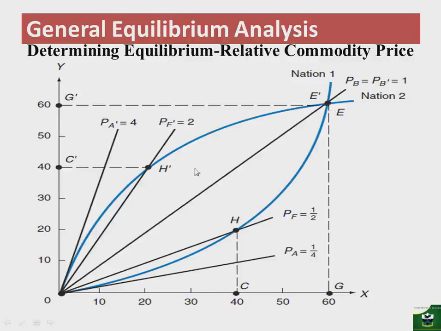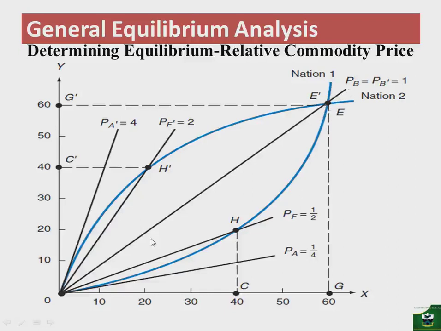In nation 2, when nation 1 exports 40 units of X, it means nation 2 imports 40 units of X. So the export of one nation equals the import of the other nation. And if nation 1 exports 60 units of X, it means nation 2 imports 60 units of X. And therefore, if we draw this line, we are going to be on this point here, which is point E prime.